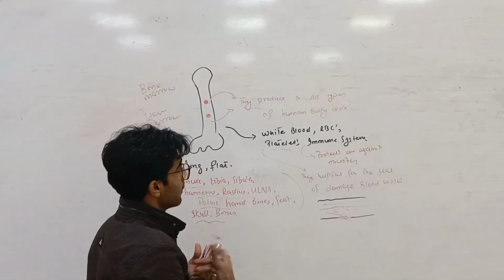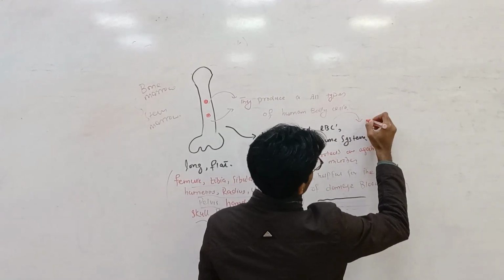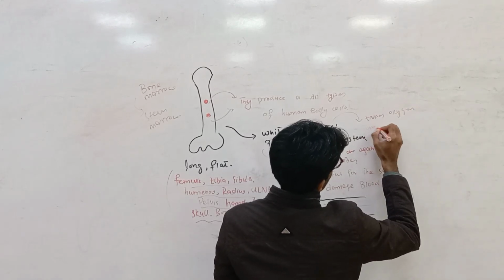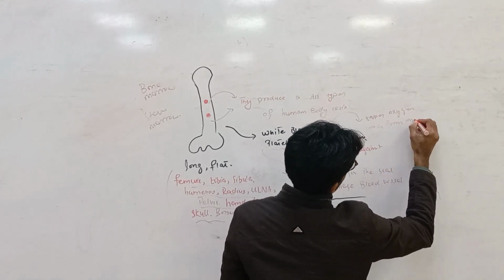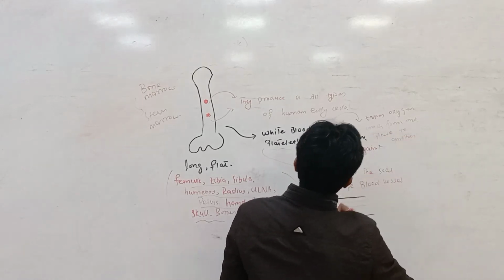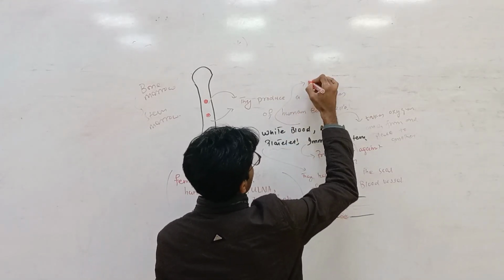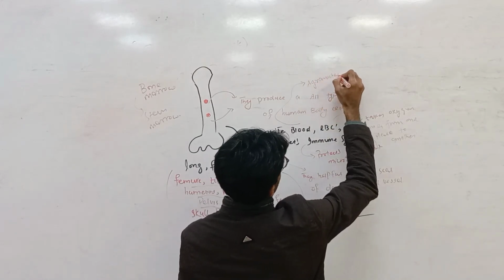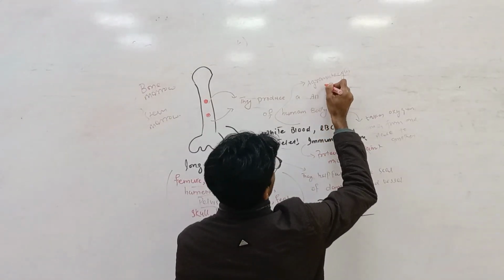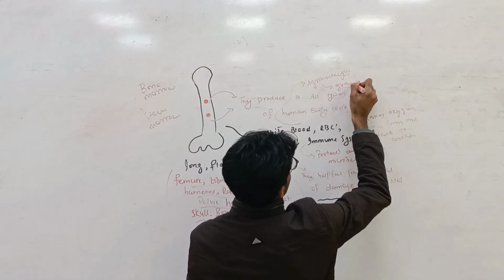Another point I want to explain: red blood cells take oxygen and transfer it from one place to another. White blood cells are very important, and they have different kinds of structure, which are agranulocytes and granulocytes.